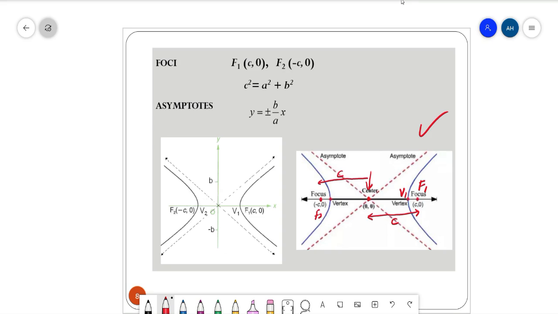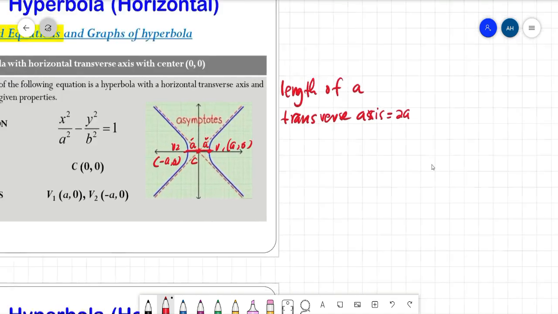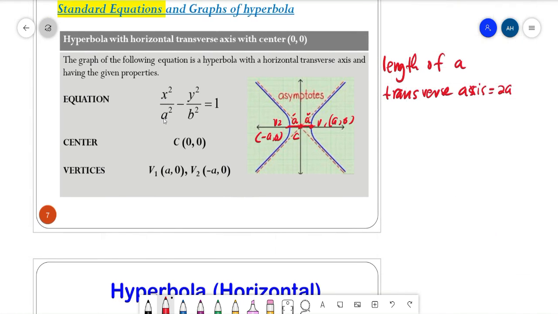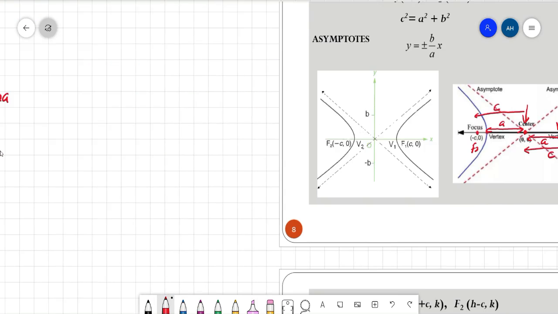Now the distance between the center and vertex is equal to a, right? The distance between the center and this vertex is also equal to a. I hope you understand where this a comes from, the value of a. We have to refer to that equation again. You see, we have x squared over a square, so we can get the value of a from this a square here. We are going to talk about the value for b in a short while.